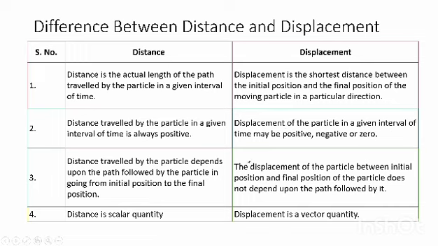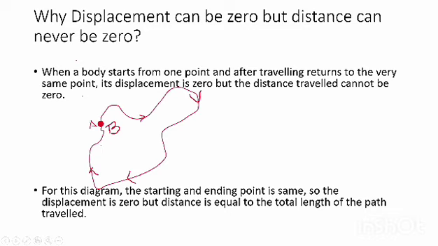Now the question might come, how come it is negative? For example, in the previous diagram, you have started from here. You went all through this path, and you have stopped, let's say, here.